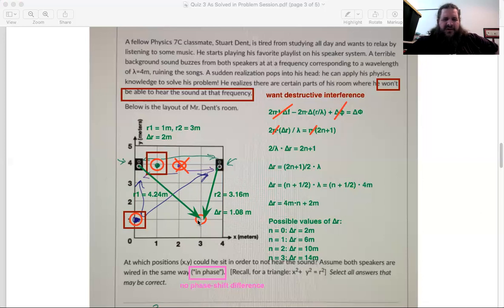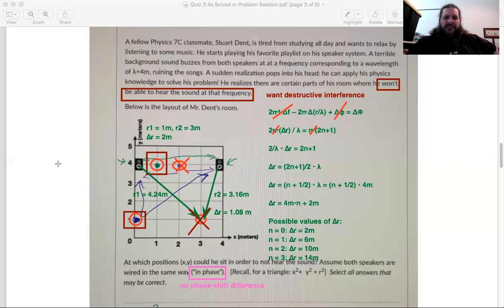So at this location, you'll hear some sound. It won't be very loud, but it will be there. And we don't want partial interference. We want destructive interference. So it looks like there's only 2 locations that will work, 1, 4, and 0, 1, of that list anyway. There will be other locations elsewhere in the room that will also work, but from this list, those are the only ones that work.